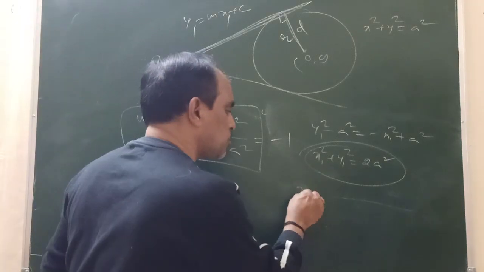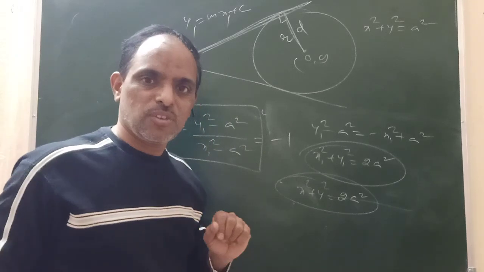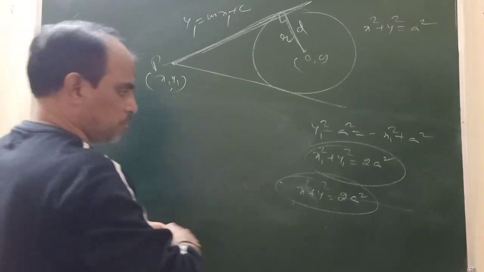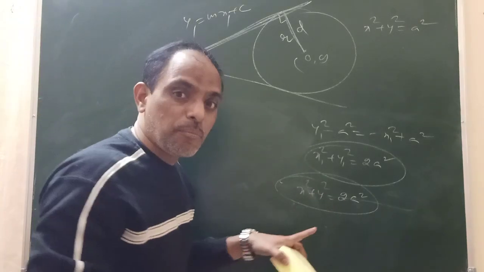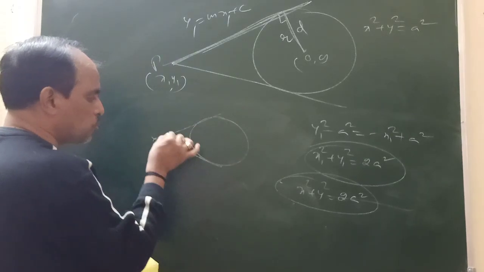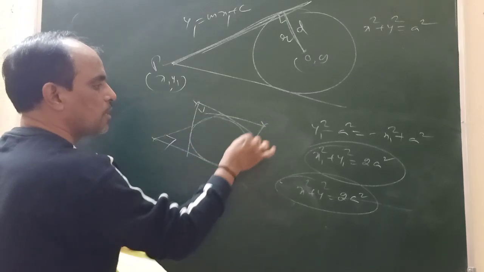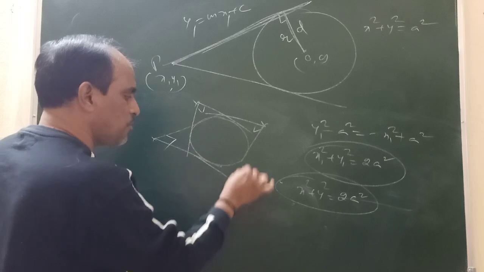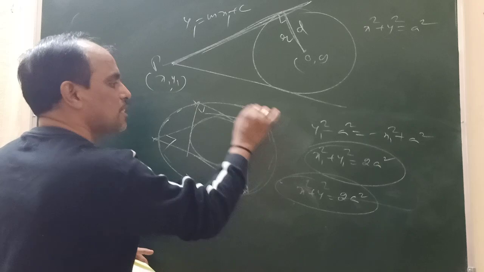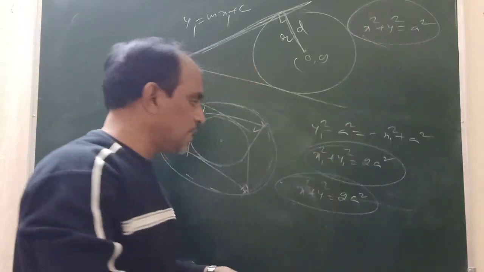What about the locus here? x square plus y square is equal to 2a square. This is also a circle. So from this concept I am going to say that this is the locus of perpendicular tangents. So this is the circle. From this point we can draw two tangents which are perpendicular. In the same way, the locus of these points of intersection is also a circle. You see our given circle is this one, and the resultant is this one.